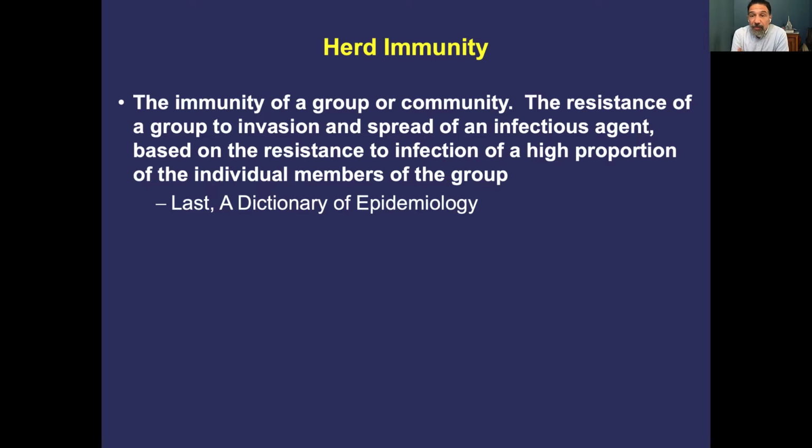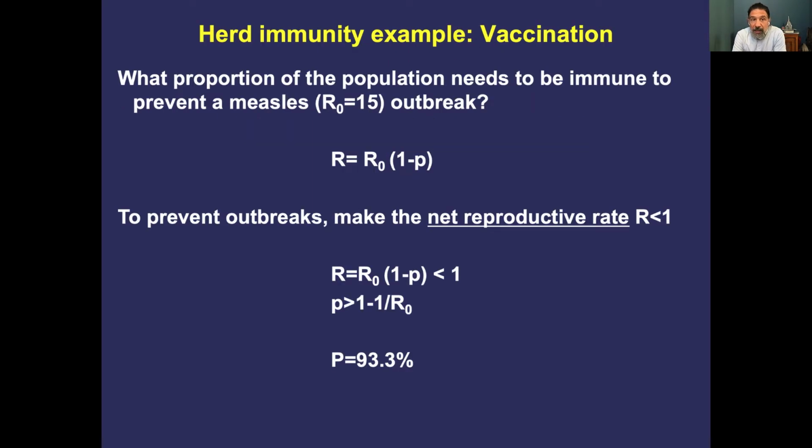Intuitively, from prior slides, it would follow that the more people who are immune in the population, the more the population would be protected against epidemic spread. This is the concept of herd immunity, which comes from veterinary epidemiology, where immunization was critical to protect herds of cattle. So herd immunity is defined as the immunity of a group or community. It's the resistance of a group to invasion and spread of an infectious agent based on the resistance to infection of a high proportion of the individual members of the group.